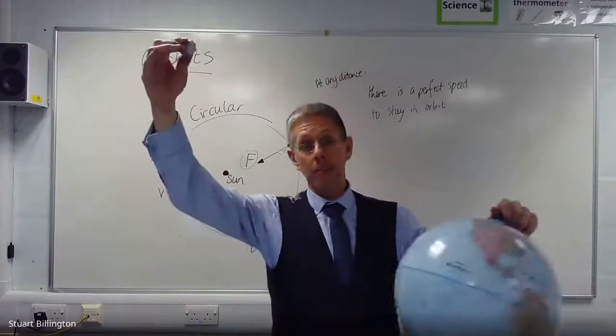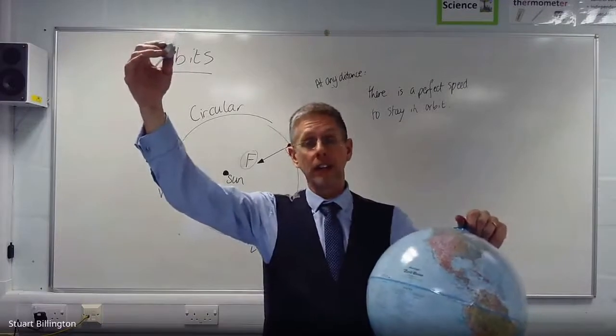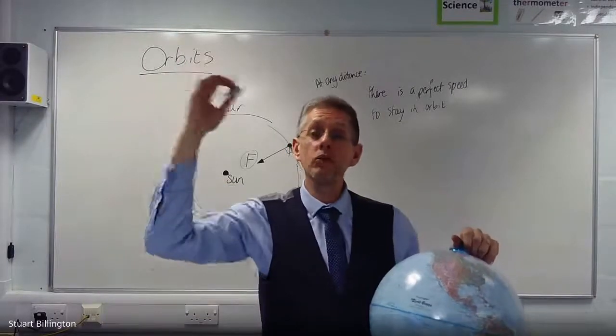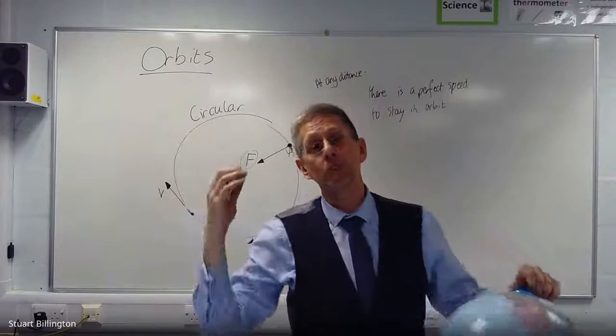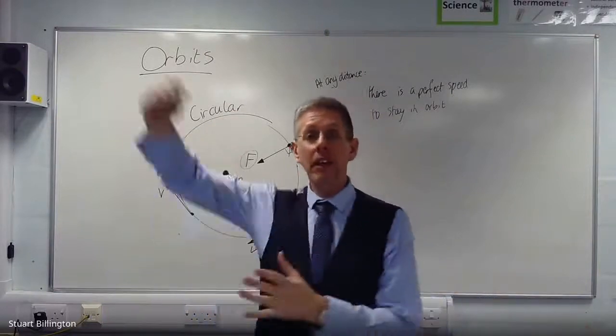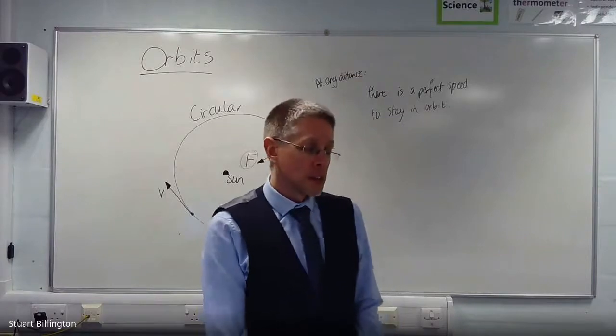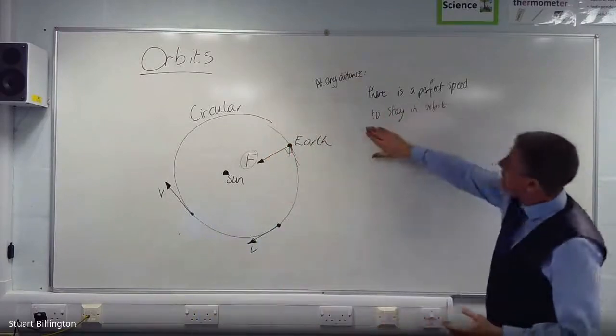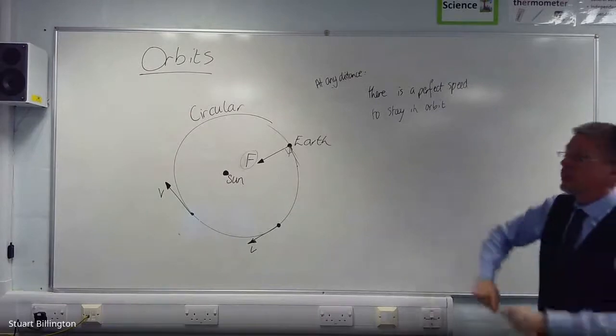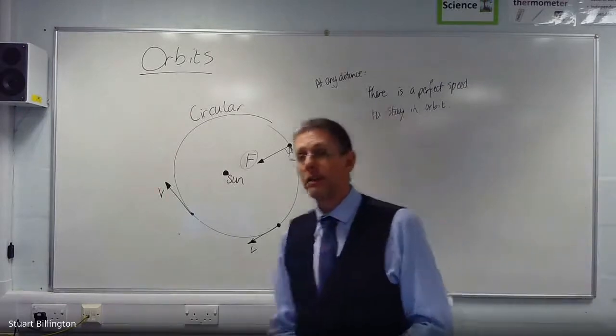If we want a satellite to be very, very high in the sky, we need to launch it traveling really slowly, because if we make it go too fast, it'll fly away because there's not enough gravity there to hold on to it. So this is the other thing about orbits. There is a perfect speed.